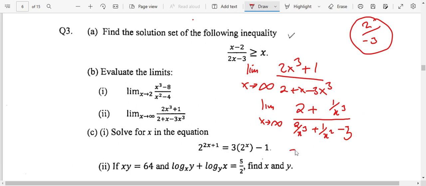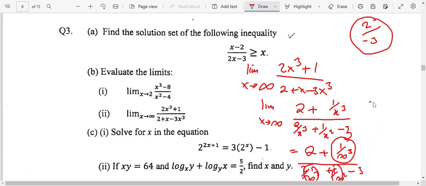And then at every point where we have x, we put infinity. That will be 2 plus 1 over infinity cubed, divided by 2 over infinity cubed plus 1 over infinity squared minus 3. Any number over infinity, whether infinity cubed, infinity squared, or infinity, is 0. So this is 0, this is 0, this is 0. So all you are left with is 2 over negative 3, which is basically negative 2 over 3. So that is it also.